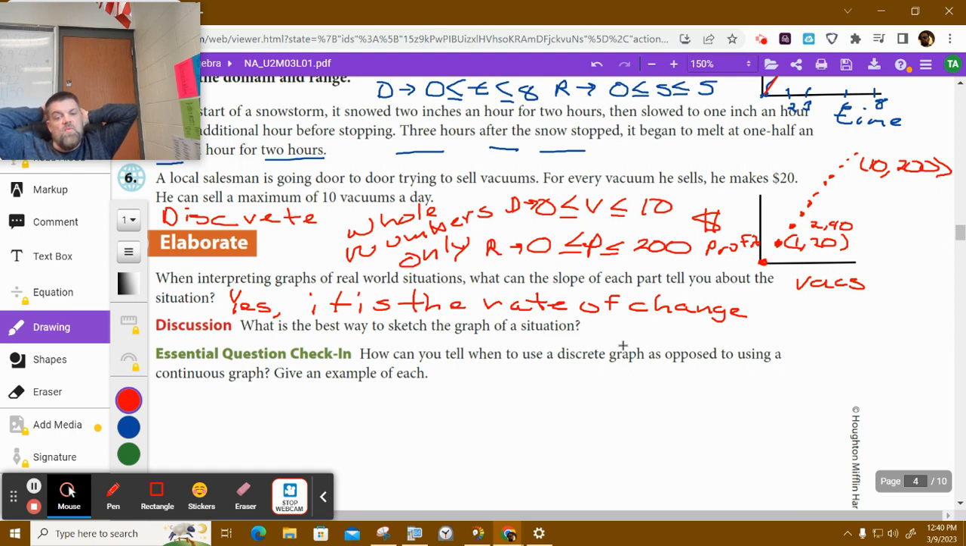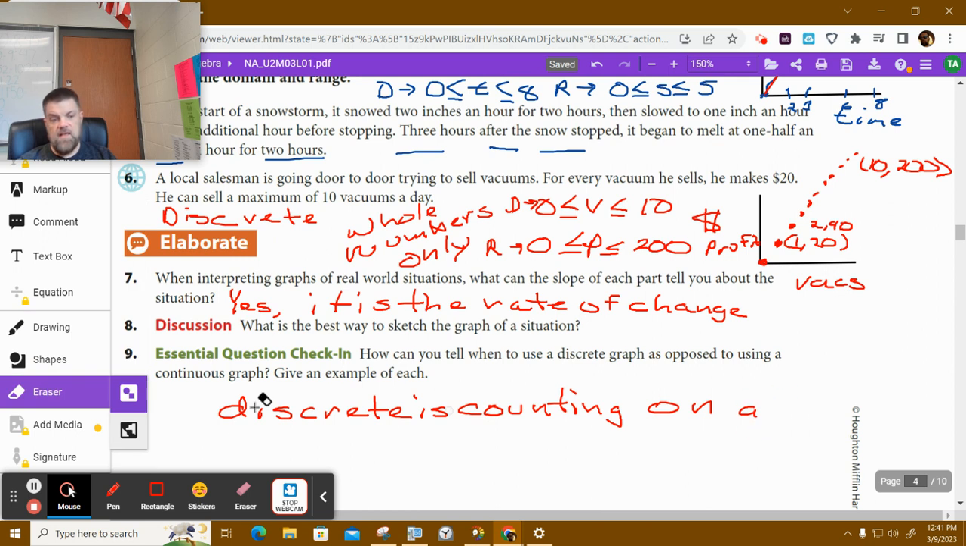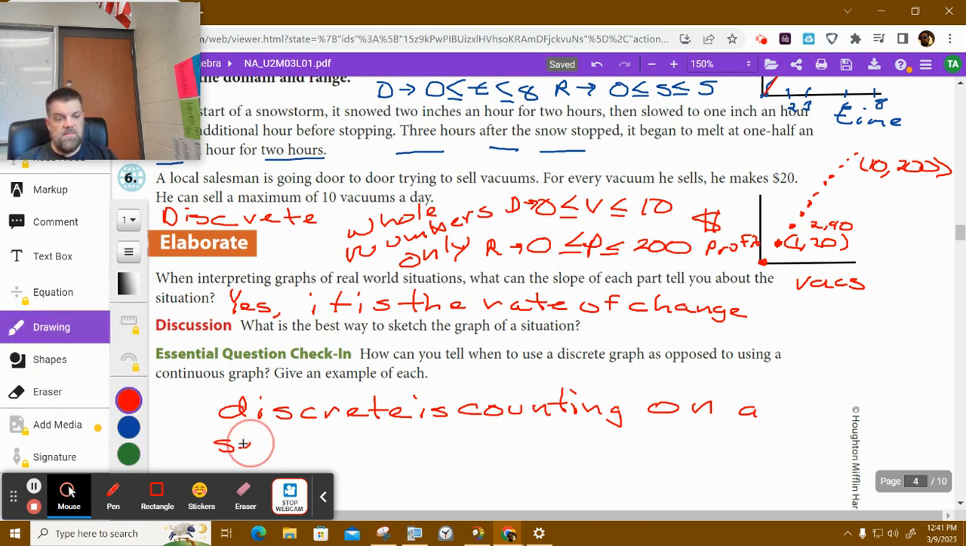Last one, it says, how can you tell when to use a discrete graph as opposed to using a continuous graph? Discrete is counting with whole numbers. I'm going to expand that and say counting on a set interval, and then one example would be whole numbers only. Most of the time it's whole numbers.